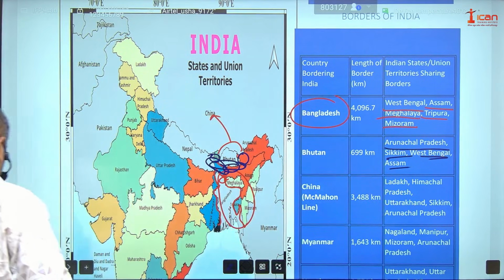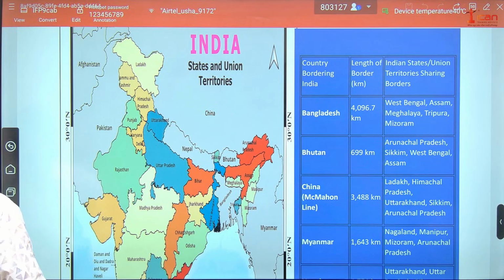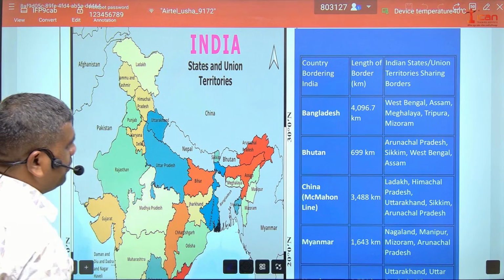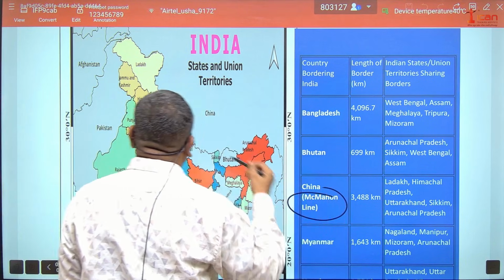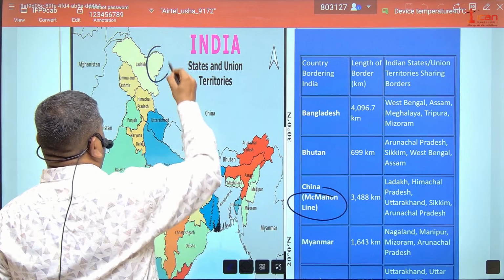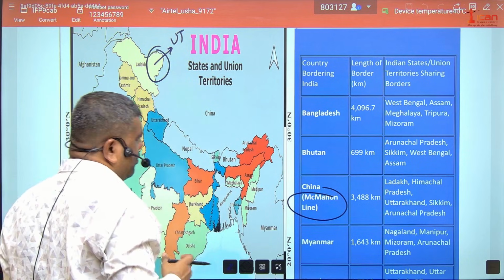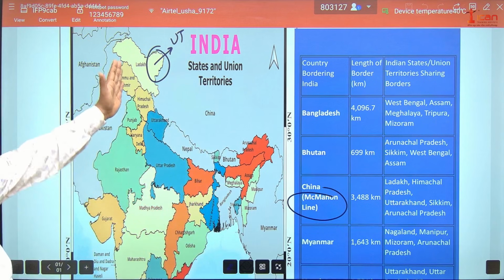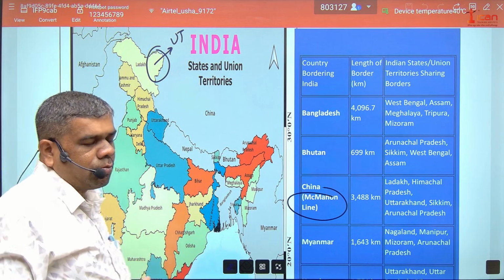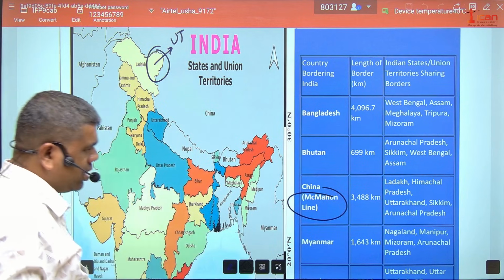Then let us look at China. China has a very fractured border with India, what you call a fractured relationship, right? So how does the border of China fare? We will look at the McMahon line, which was the line that demarcated India and China during the time of independence. The first is Ladakh. Ladakh is a new union territory. It was formed after the split of Jammu Kashmir. The state of Jammu Kashmir was split into two union territories. Jammu and Kashmir became one union territory. Ladakh is the other union territory, right?